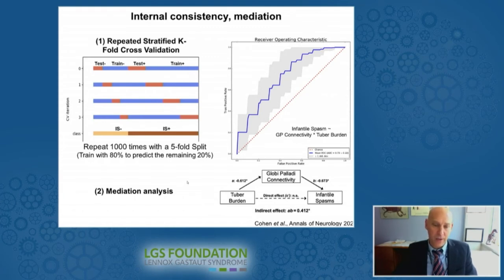And one way of looking at that is through mediation analysis. And without going into too much detail, the direct effect from tuber burden on infantile spasms was negligible, not significant. But the tuber burden had its statistical effect on infantile spasms through connectivity with the globus pallidus. In other words, tuber burden was only important because with more tubers, you have a bigger chance of hitting that same network.